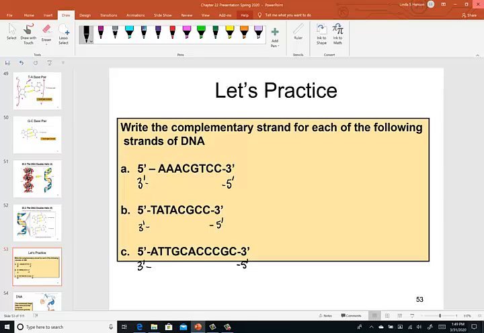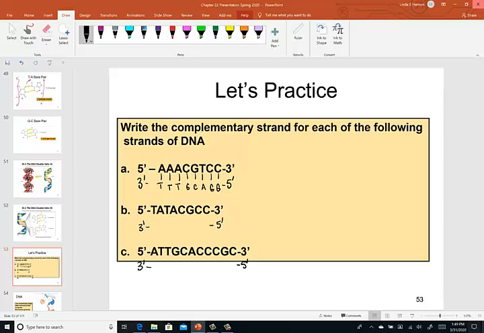Well, I can do the first one with you. I know that A always pairs to T. So AAA gets coded TTT. C goes to G. G goes to C. T goes to A. C goes to G. C goes to G. We just wrote the complementary strand for the first DNA molecule.